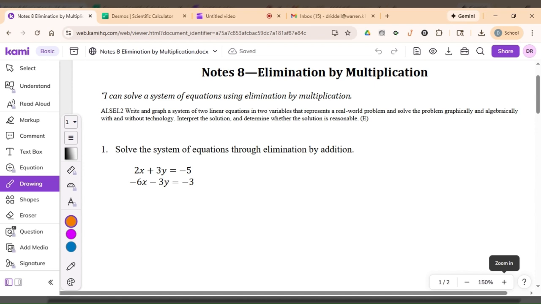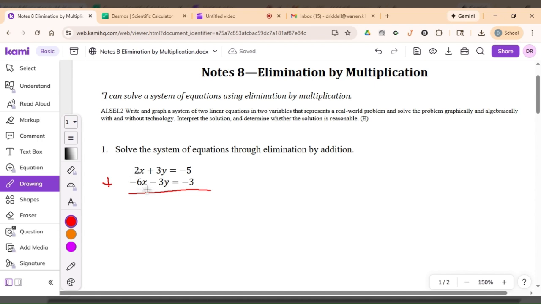So looking at number one here, we want to solve the system by elimination, and to eliminate means to cancel, to get rid of, to let it go away. So how we've been approaching this, remember, is we add down. So we're going to add our two equations together, right? And when we add down, we just combine these like terms. So we have a 2 plus a negative 6.